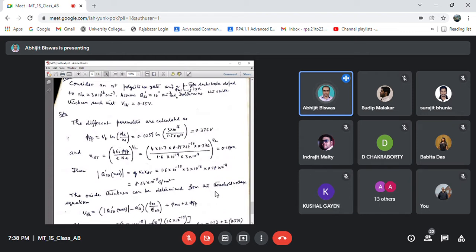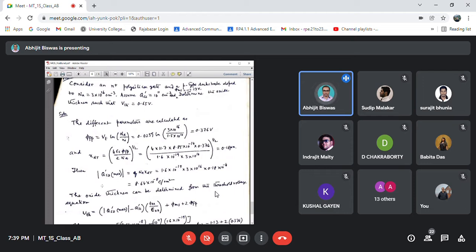So first you need to calculate the value of phi FP. Phi FP equal to VT ln Na by Ni. So it is equal to 0.0259 ln of 3 into 10 to the power 16 divided by 1.5 into 10 to the power 10. So that is equal to 0.376 volt.